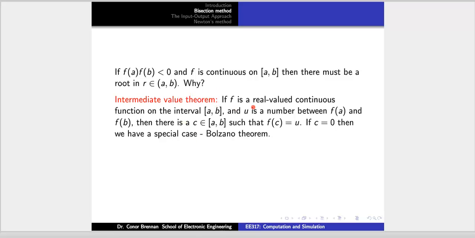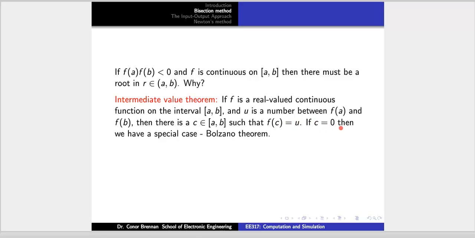The intermediate value theorem states the following. If f is a real valued continuous function defined on an interval [a, b], and u is some number between f of a and f of b, so f of a is some number, f of b is some number, u is somewhere in between the two of them, then there must be a c somewhere between a and b such that f of c is equal to u.